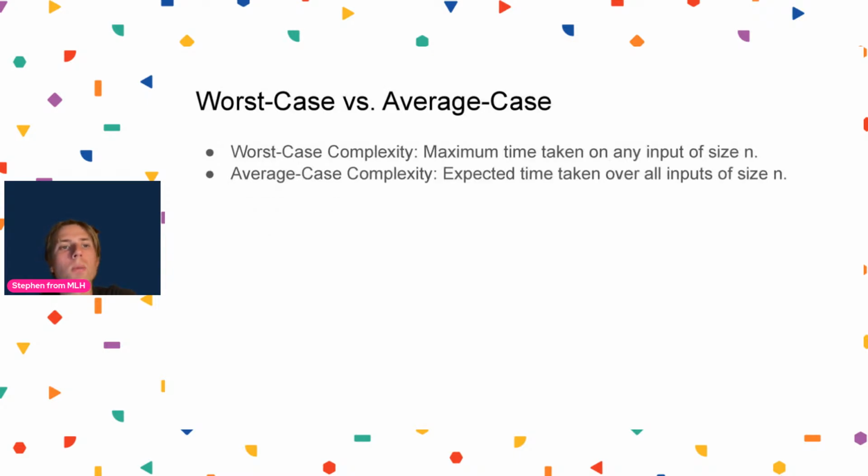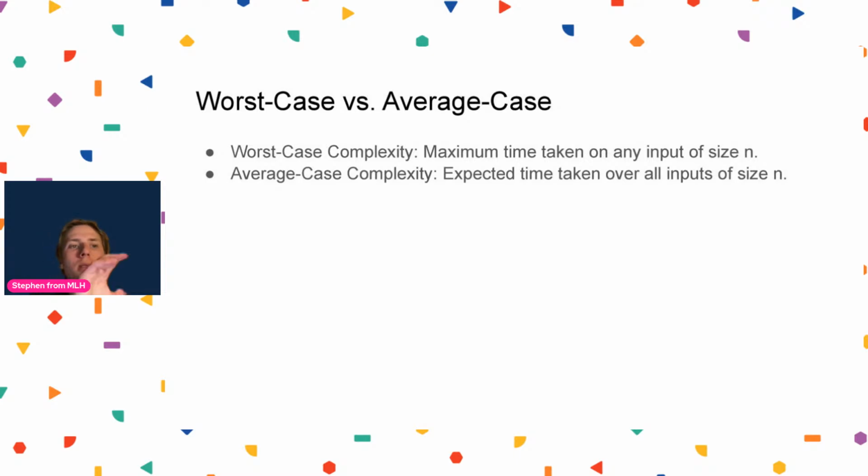And we also should talk about worst case versus average case when we're referring to Big O notation. Worst case complexity means the maximum time taken on any input of size n. So let's say we're looking through an array for the element number 3. Well, if 3 is at the way end of the array, that's the worst case scenario, right?